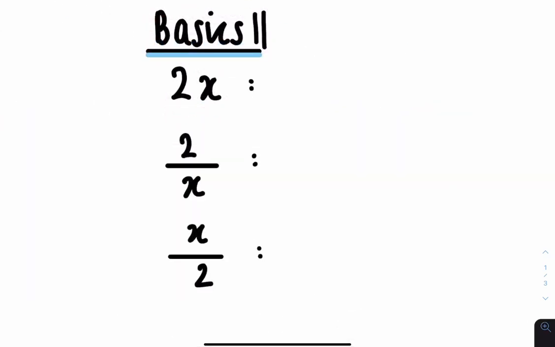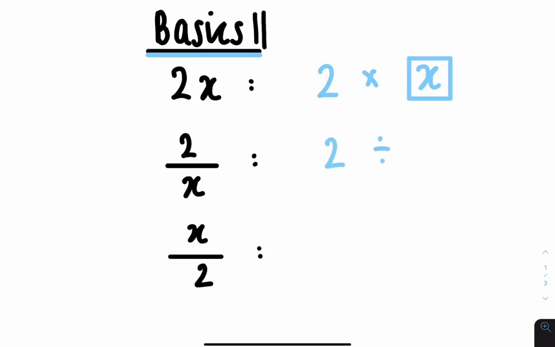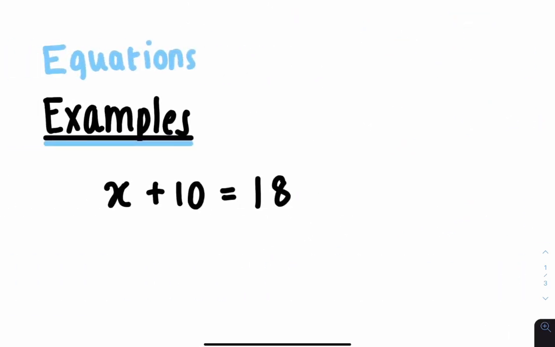Basics part 2. If I have 2x, that just means 2 multiplied by x. Remember, x is just representing a number that we'd solve for. Now, if you have 2 over x, that's the same as 2 divided by x. Similarly, if we have x over 2, that's the same as x divided by 2. This is just important to know, and you'll understand why in the next section. Equations. For the first few examples, I'm going to be going over them quite slowly, so please feel free to adjust the speed to your liking.